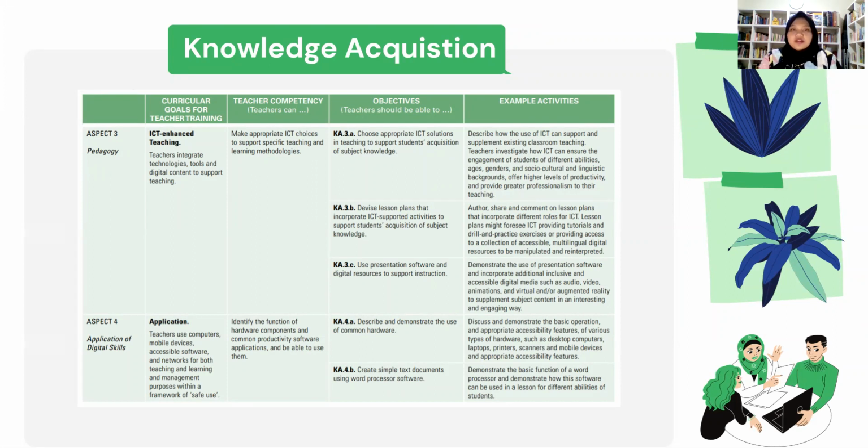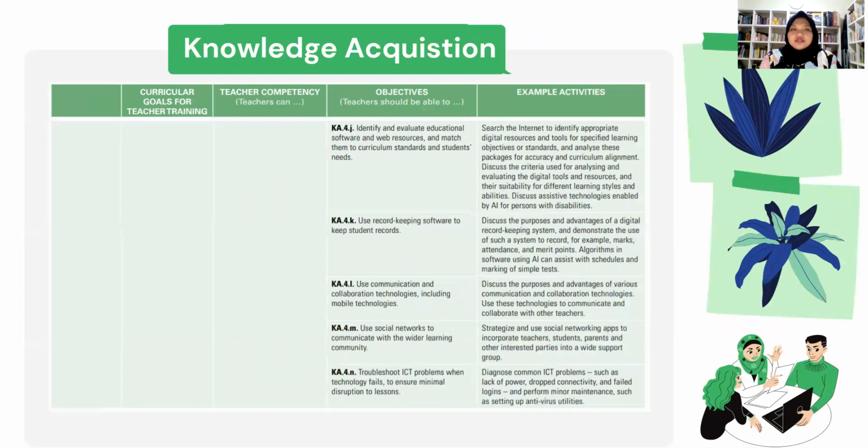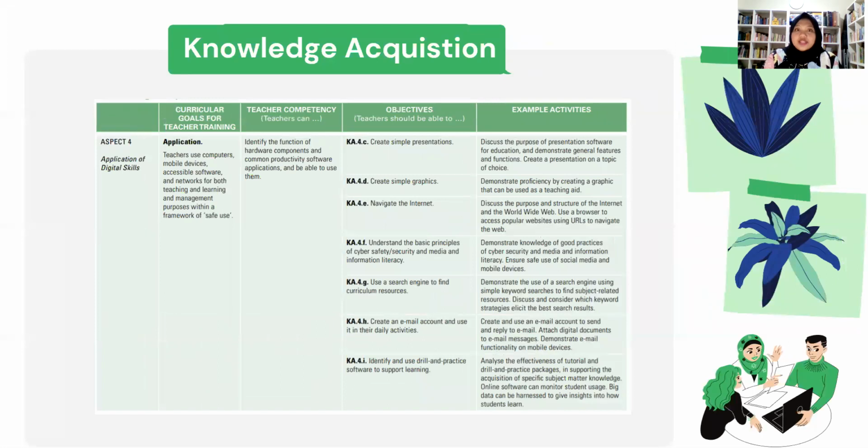There are 14 objectives in this aspect, which is the first one is teachers should be able to create simple presentation by discussing the purpose of presentation software for education and so on. The teacher should be able to create simple graphics by demonstrating proficiency by creating a graphic that can be used as a teaching aid. The teacher should be able to navigate the internet by discussing the purpose and structure of the internet and the World Wide Web.